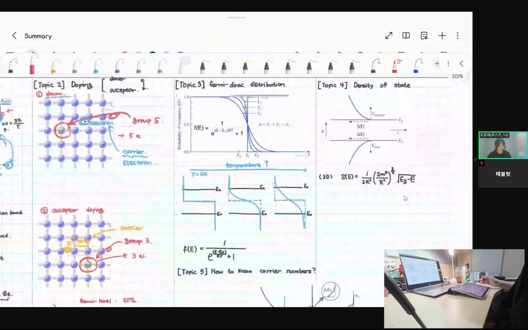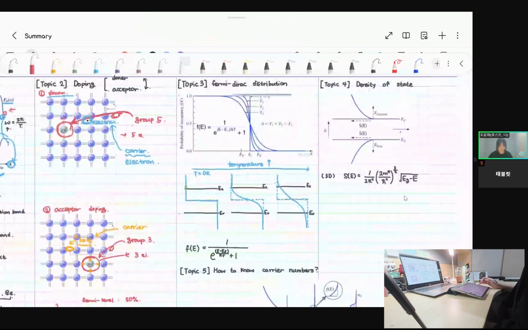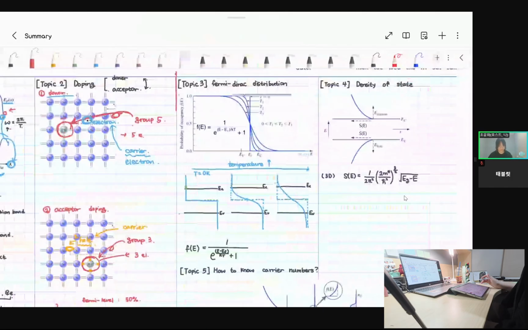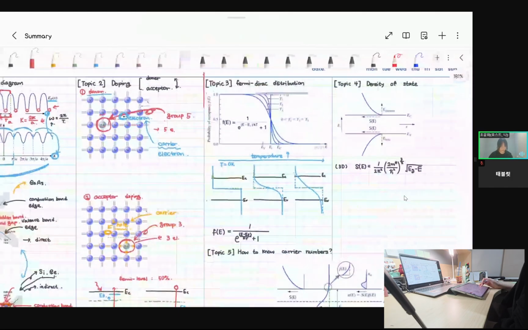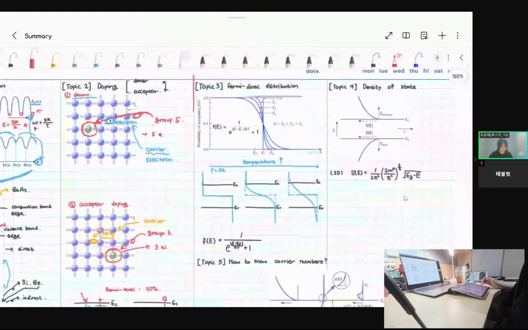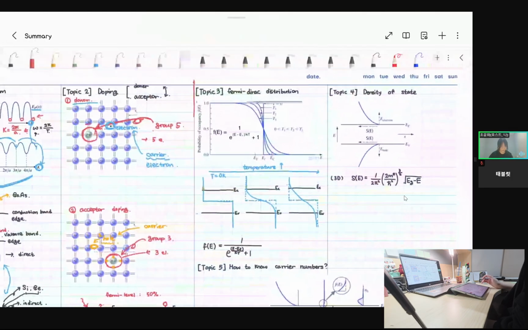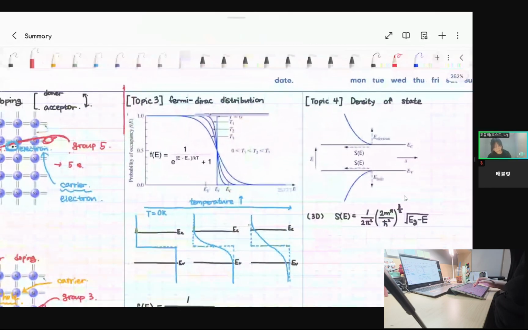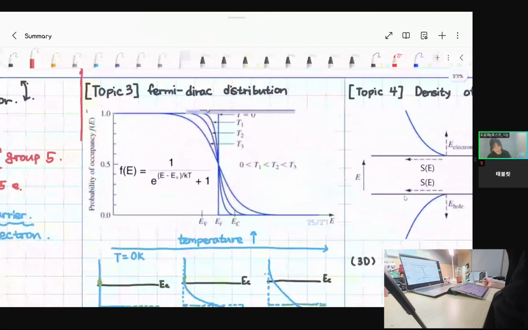Then that is a little bit of another topic compared to the last two topics. We will talk about how to know the carrier numbers. Before understanding the carrier numbers, we have to know two concepts. The first concept is the Fermi-Dirac distribution, and the second is the density of state. So let's see the Fermi-Dirac distribution first.